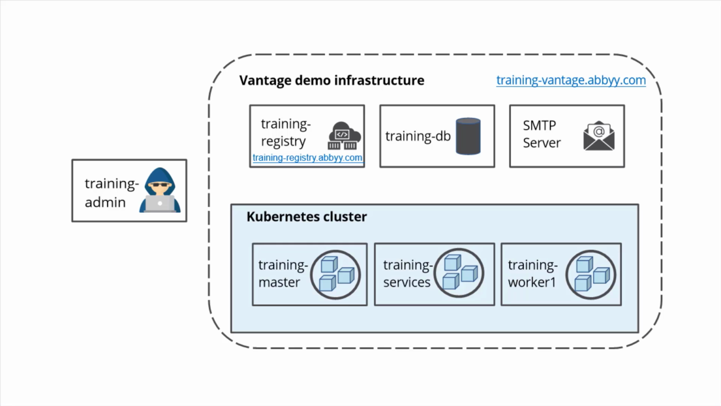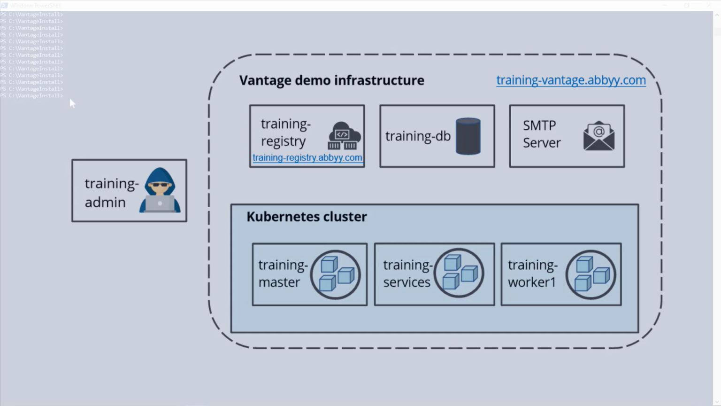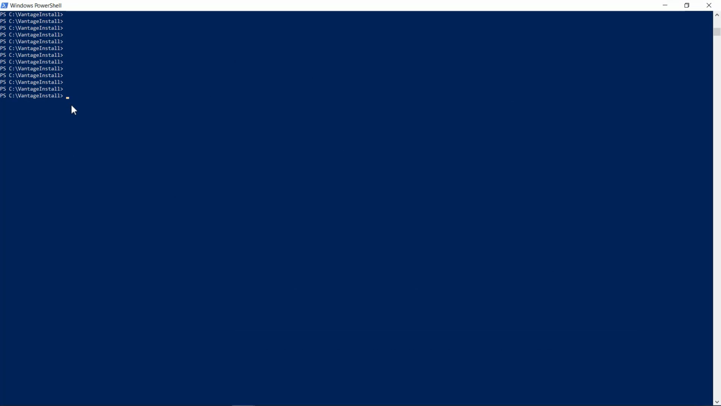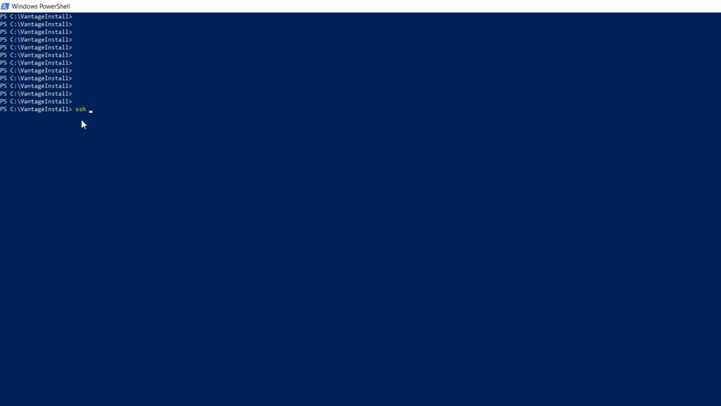And third, for Vantage to function properly, an SMTP server is required. In our training demo, we will simply connect to ABBYY's SMTP server. Okay, this is all that I needed to tell you about the training infrastructure configuration. Now, let's begin. I'm using my Windows PowerShell to connect to the admin's VM, and I'll connect via SSH.